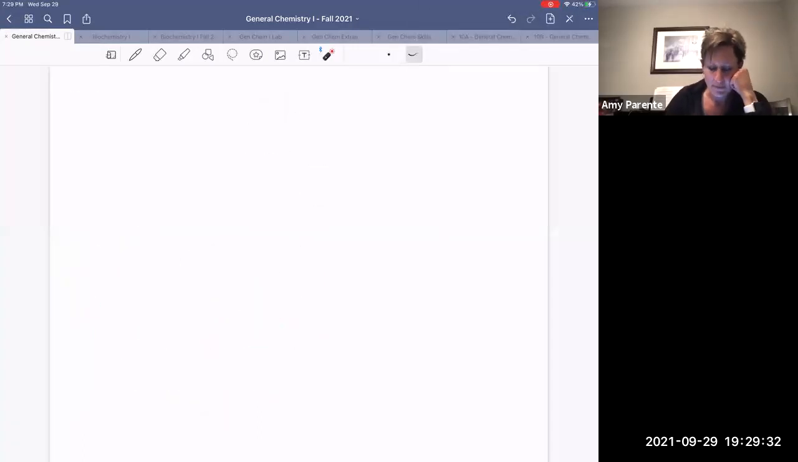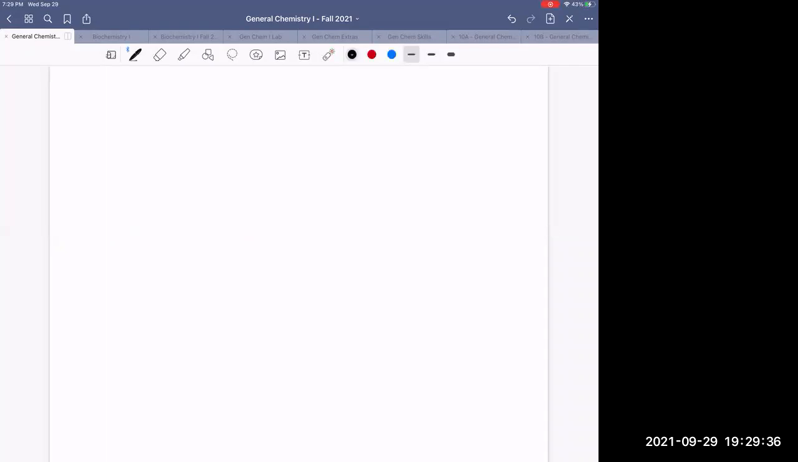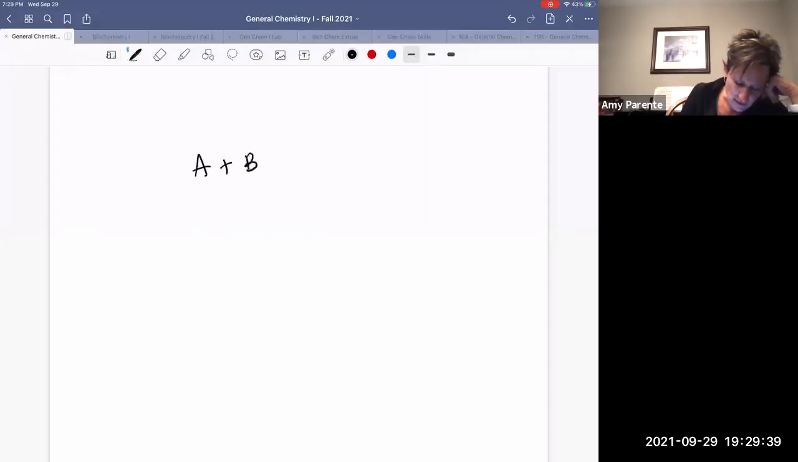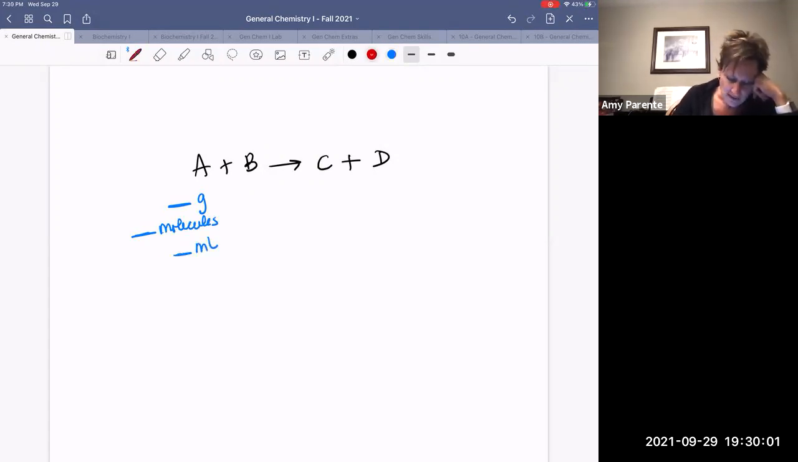Okay, and I'm gonna put something else up here. I just kind of want to highlight how to think about these things. So I'm going to put up a generic equation, right? We're going to have some way of saying that I've got some quantity of A. So it could be grams, it could be molecules, or it could be a volume. With all of these, I need to ultimately get to the number of moles that I have, right?